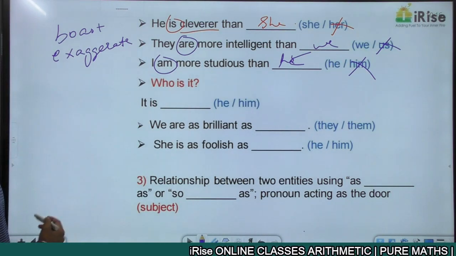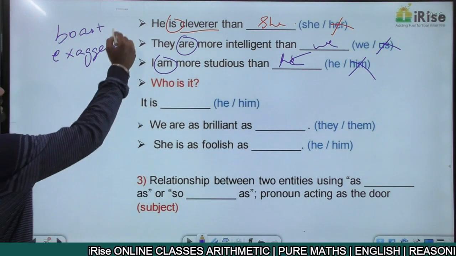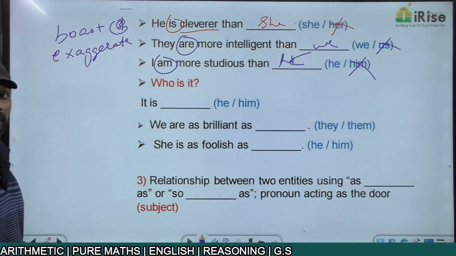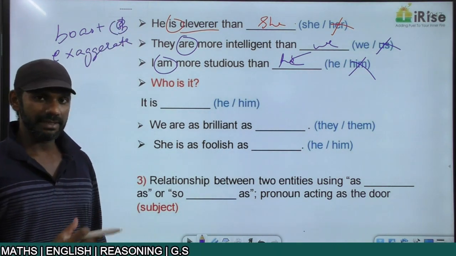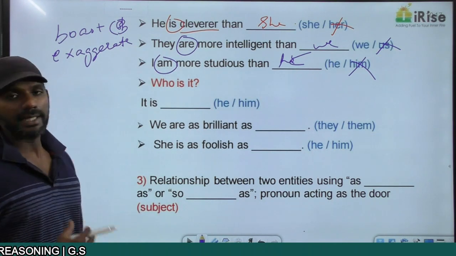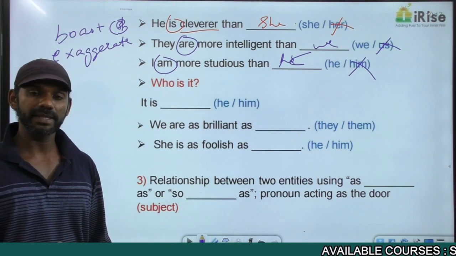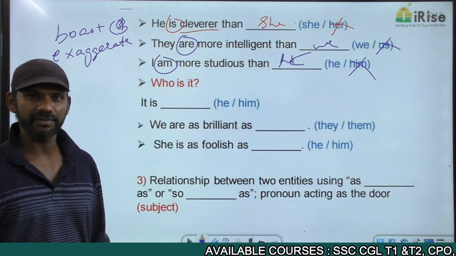Now boast and exaggerate both are verbs. The verb boast will be followed by the preposition "of". We'll discuss the prepositions later. So I boast of myself. He boasts of himself. They boast of themselves, etc.